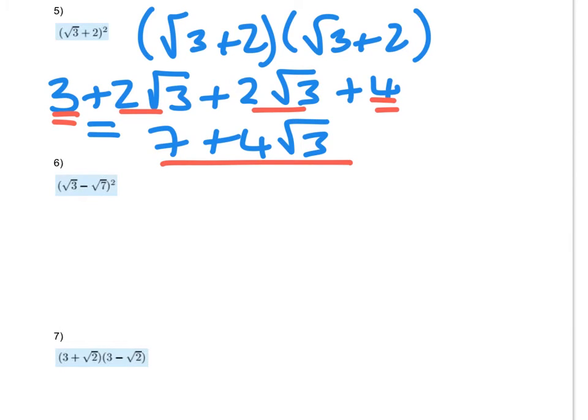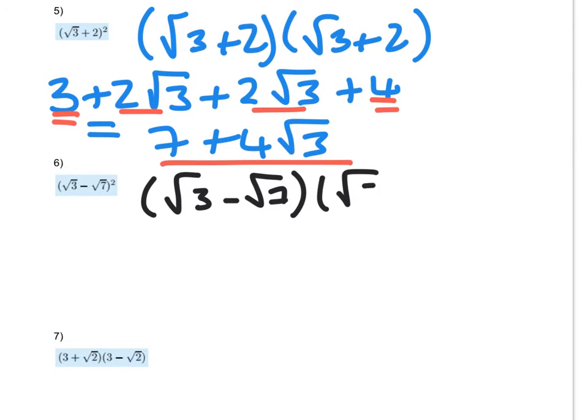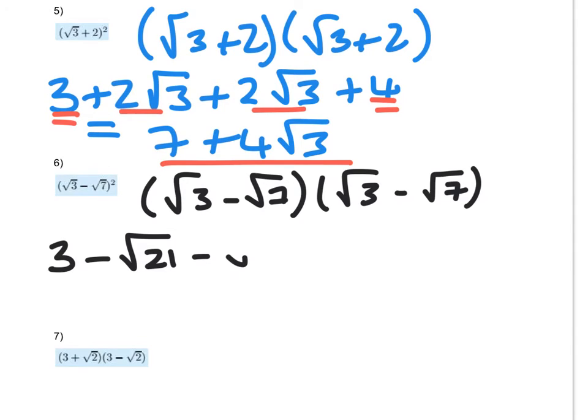Next one. Okay, we'll do this one in black just to separate it from the one above. So it's root 3 minus root 7 by root 3 minus root 7. So FOIL again. So the first one's root 3 by root 3 is 3. Then the outer ones, which is root 3 by minus root 7, is minus root 21. Then the inner ones, we get minus root 21 again.